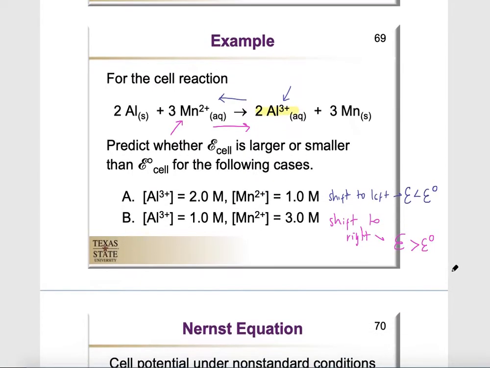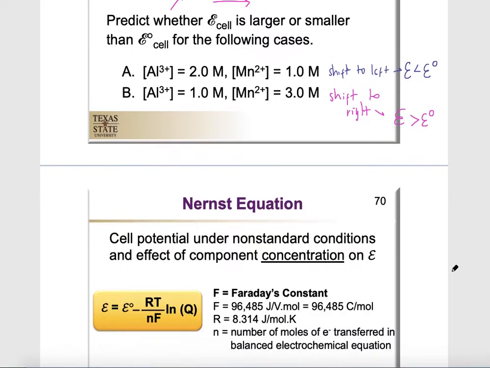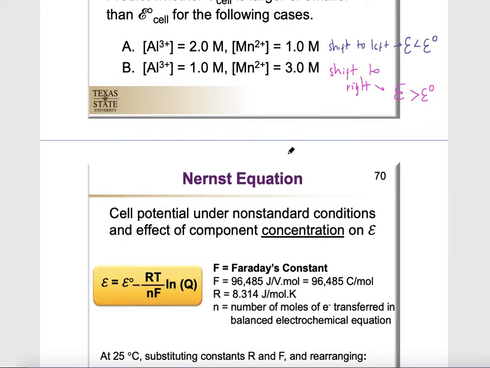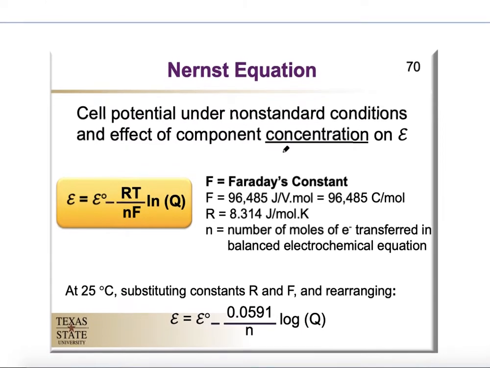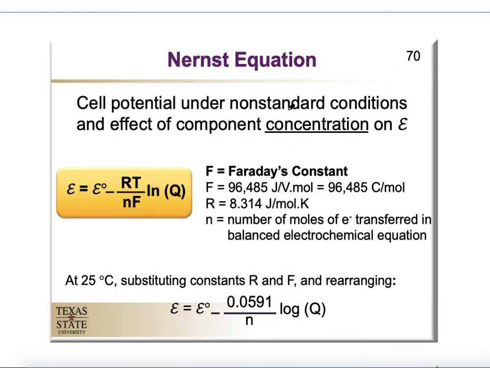Now, the other method that I told you that you can use whenever you have different concentrations is to use the Nernst equation. The Nernst equation allows you to calculate the cell potential under non-standard conditions, and it also allows you to see the effect of component concentrations on the cell potential. So here's the equation. It says that the cell potential under non-standard conditions is equal to the cell potential at standard conditions minus this whole term.